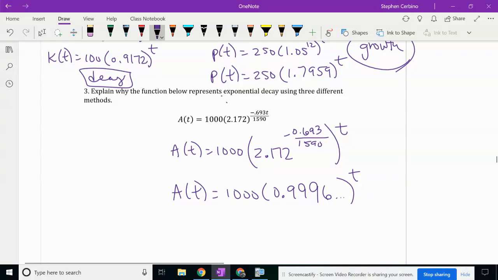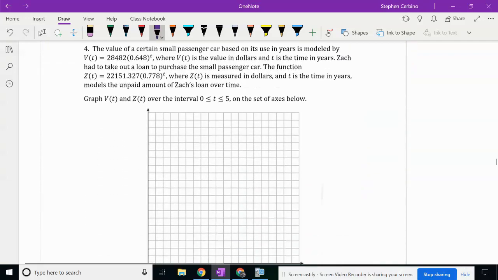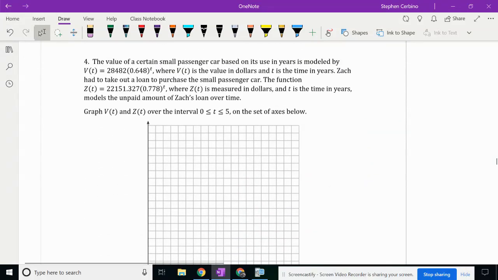Questions for me? All right, let's take a look at number 4 on the next page. So on the next page, it says the value of a certain small passenger car based on its years is modeled by V of t. So V of t is the value. We should know as soon as you buy a car, the value of it is going to depreciate or go down over time. Not many cars reappreciate value at the end, right? We don't all buy 1956 Corvettes.